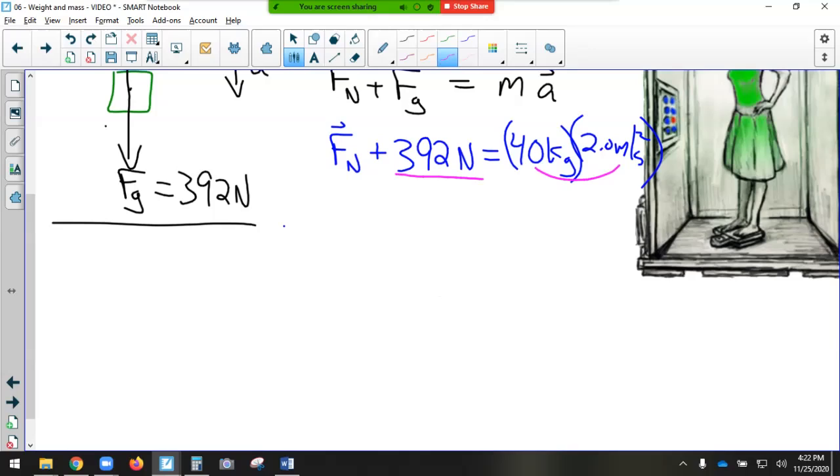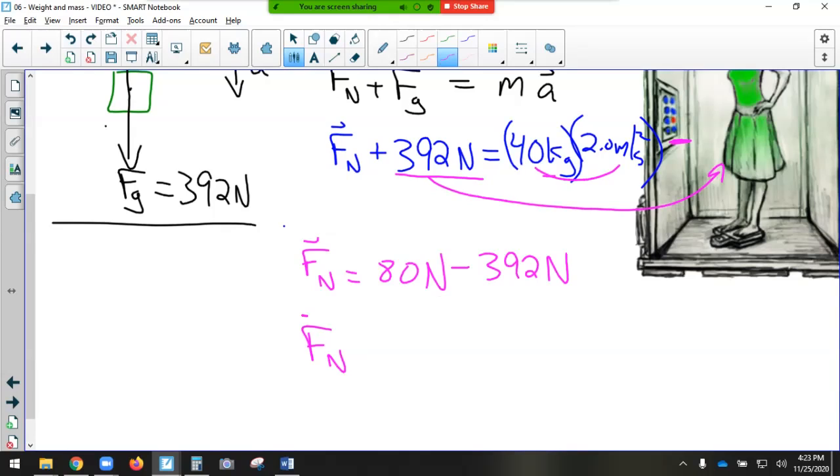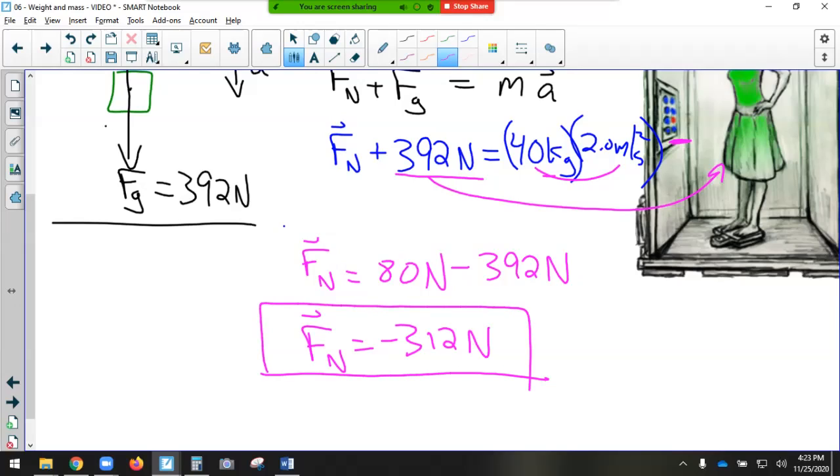We're adding 392, but we should subtract it to get it to the other side. So we'll subtract it. Our normal force will therefore be 40 times 2, which is 80 newtons downward, because down is positive now, minus 392 newtons when I bring it over to the other side. And I solve for a normal force of negative 312 newtons. That negative means that I'm going downwards.